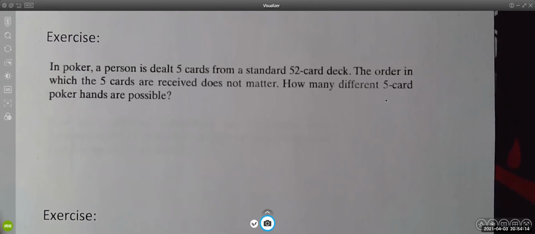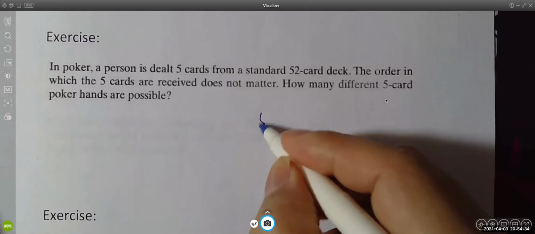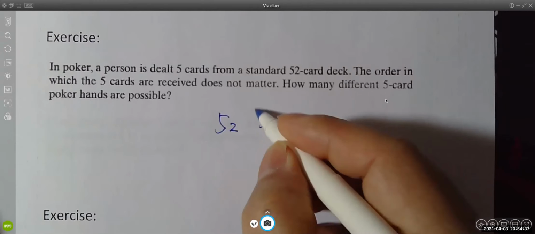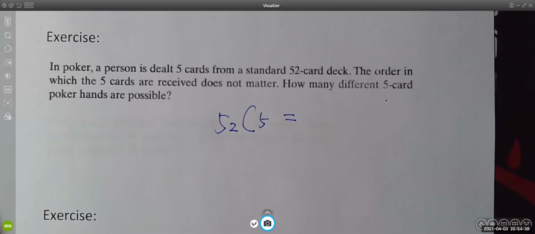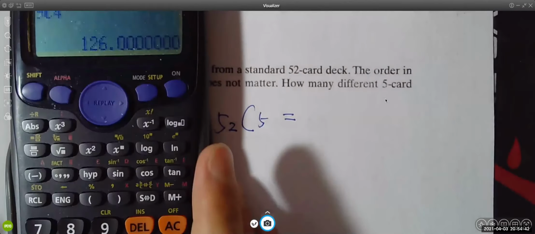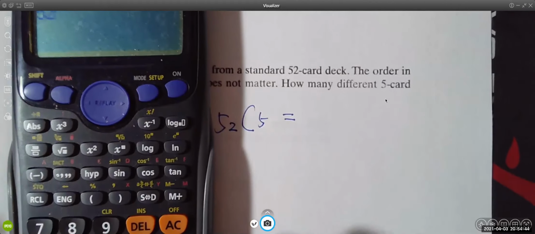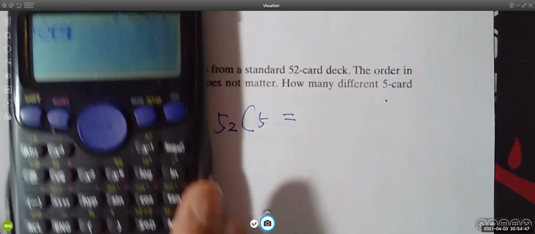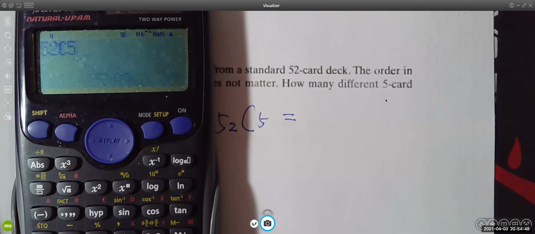So how many different 5-card poker hands are possible? In other words, they just ask you how many ways to select 5 cards out of 52 cards. Even though they deal that to you, it's like select 5 cards. Randomly, you select 5 cards from that 52 card deck. So we select 5 out of 52, and order doesn't matter. The key is that order doesn't matter. Yeah, nCr. Look at that number.